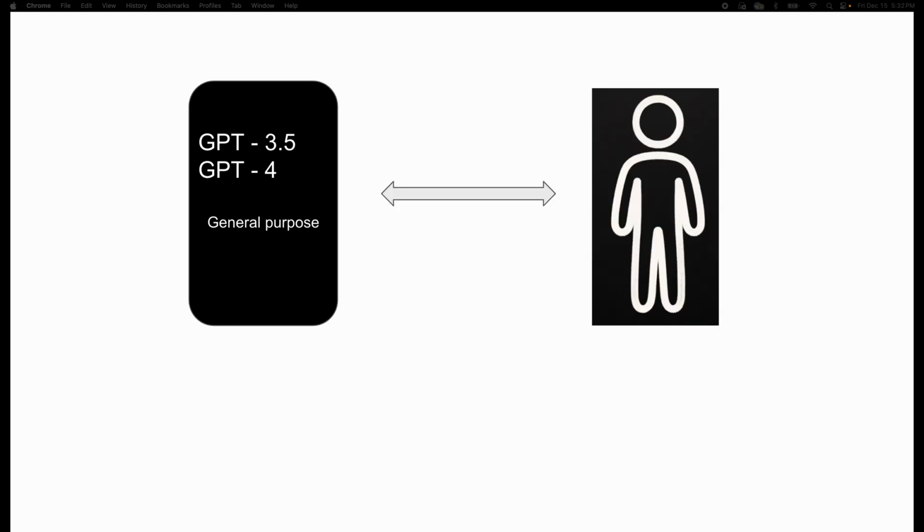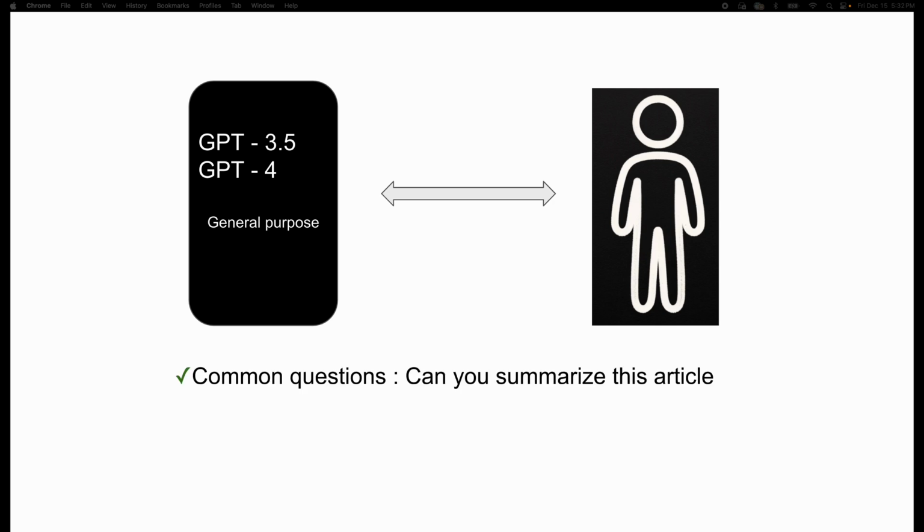So when you visit chat.openai.com today, you will find two options. One is GPT 3.5 and one is GPT 4. These are general purpose models. You can consider them similar to a well-informed individual with a broad range of knowledge. These models excel at handling a variety of general inquiries. For example, let's say you ask them, can you summarize this article? Sure, they will be able to handle it perfectly. However, their expertise has limits, especially when it comes to highly specialized queries.